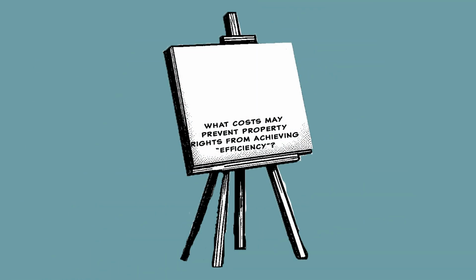This video continues our discussion of costs that may prevent a property system from maximizing aggregate wealth. For the first part, see the link above.